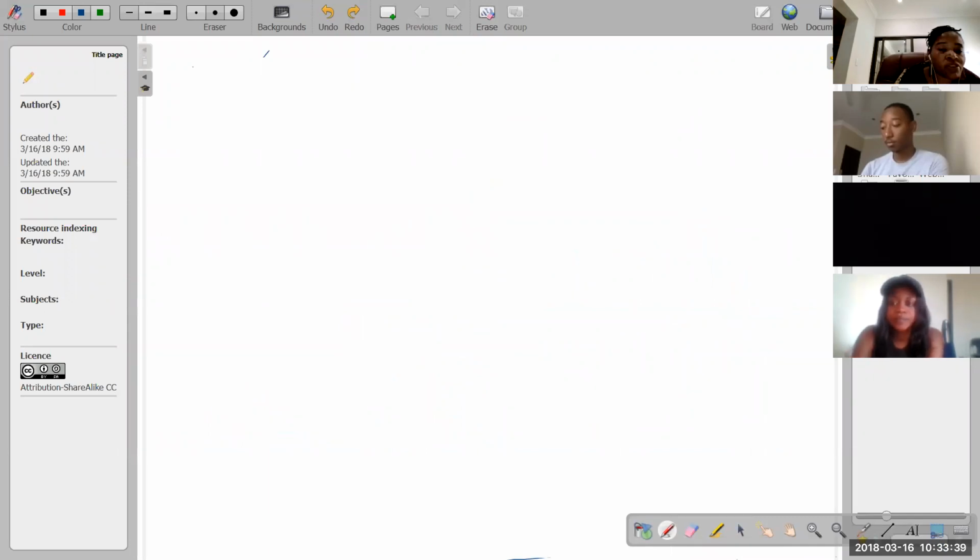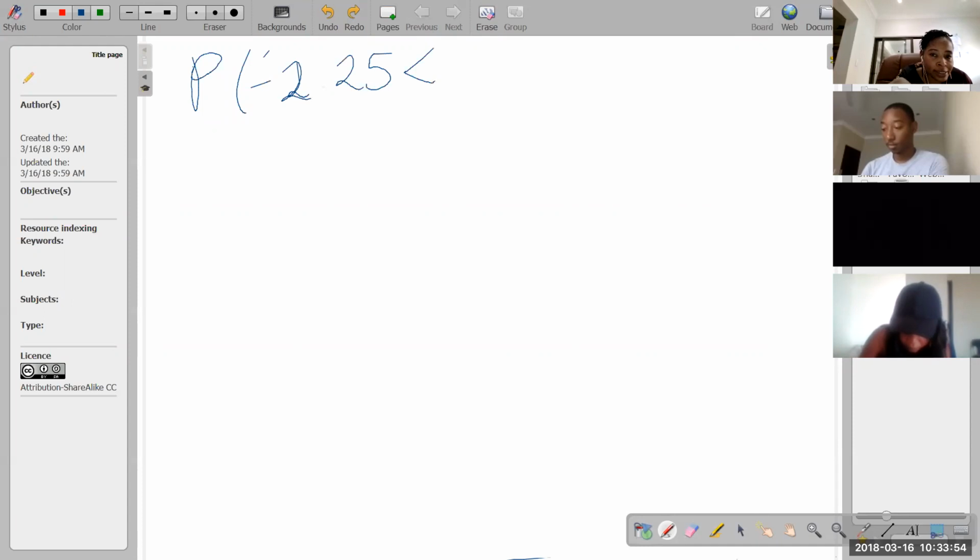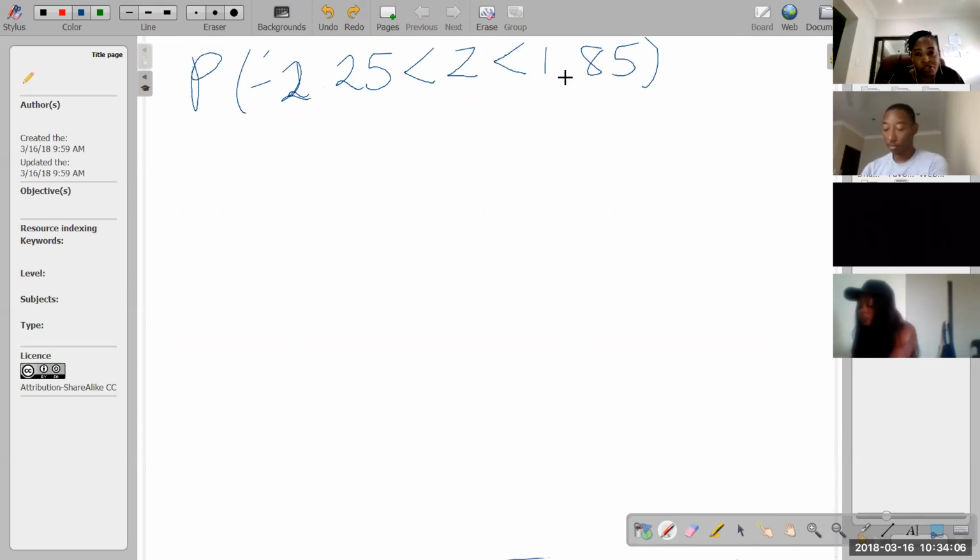There's probability of a negative number. Just to show you that it's possible to calculate, we have the probability that minus 2.25 is less than Z, is less than 1.85. Now we go to the table first. You see Z. So that means it's already been standardized for you. We go to the table.